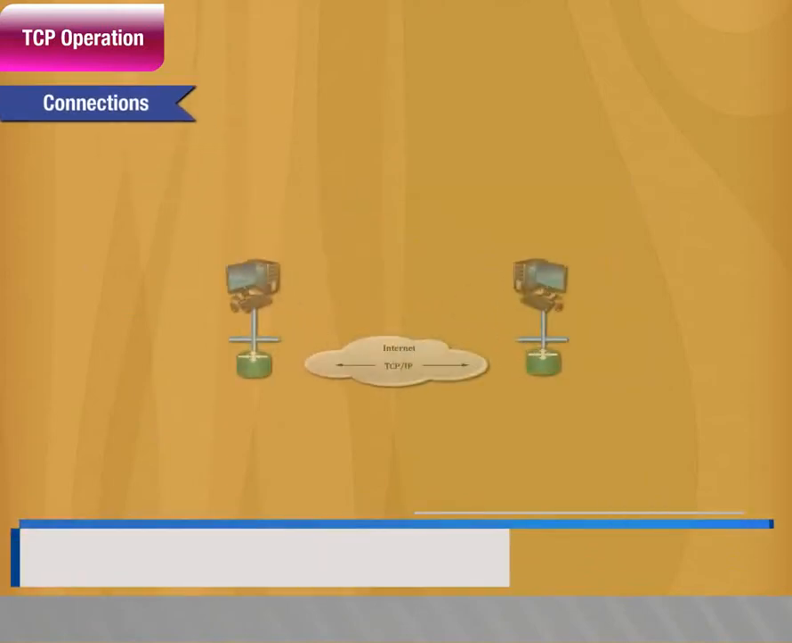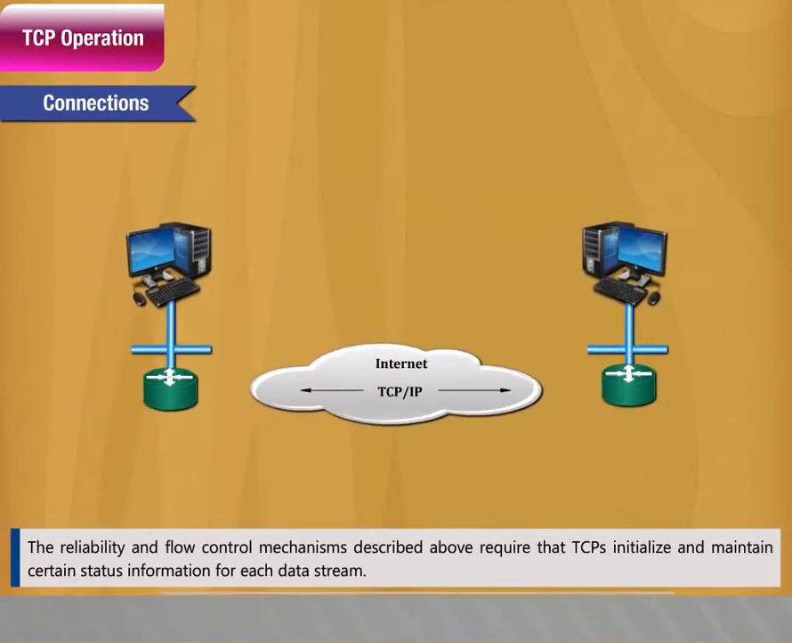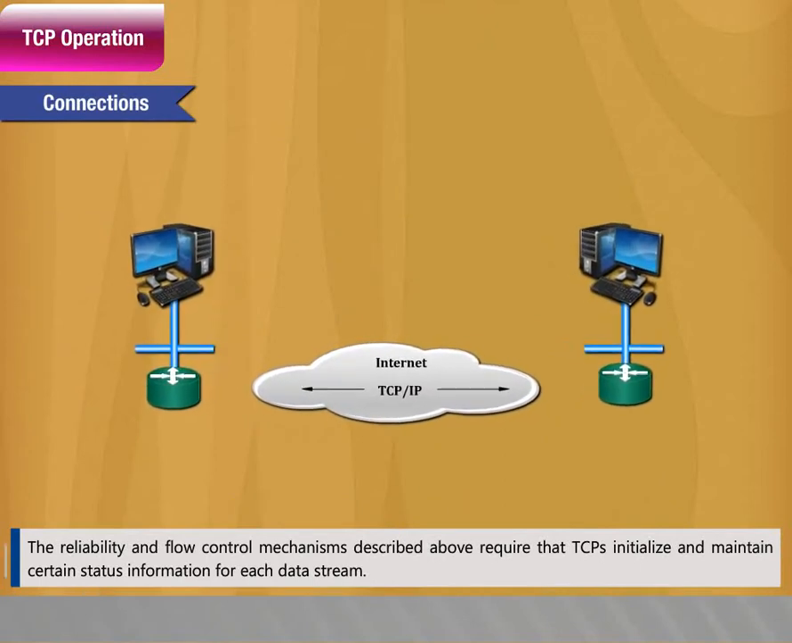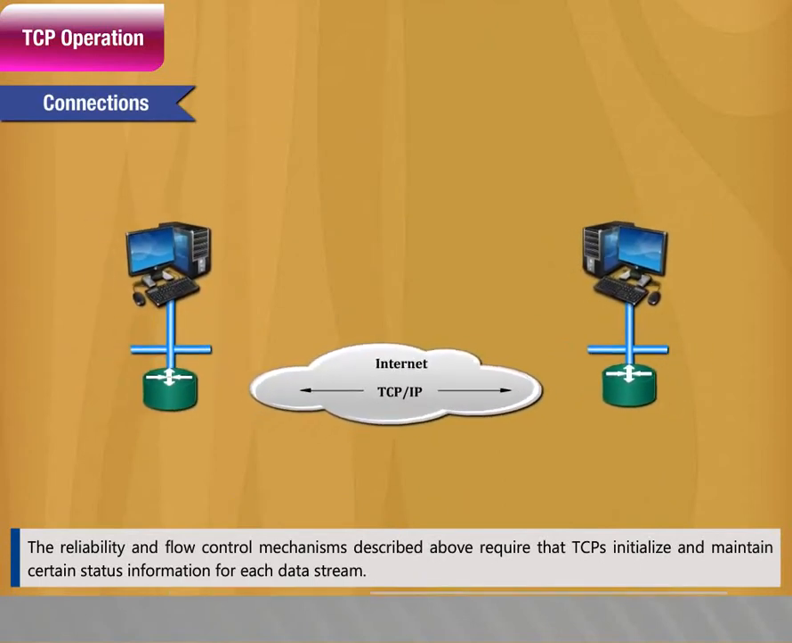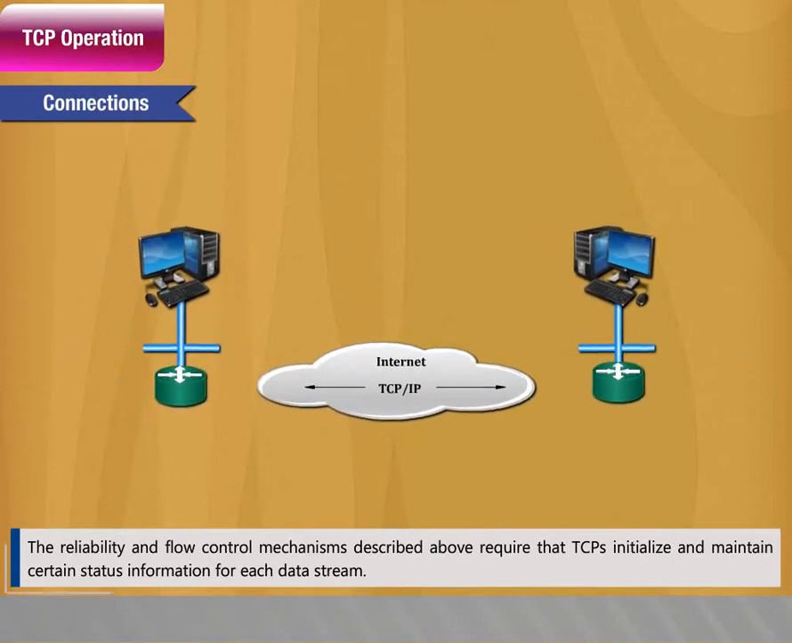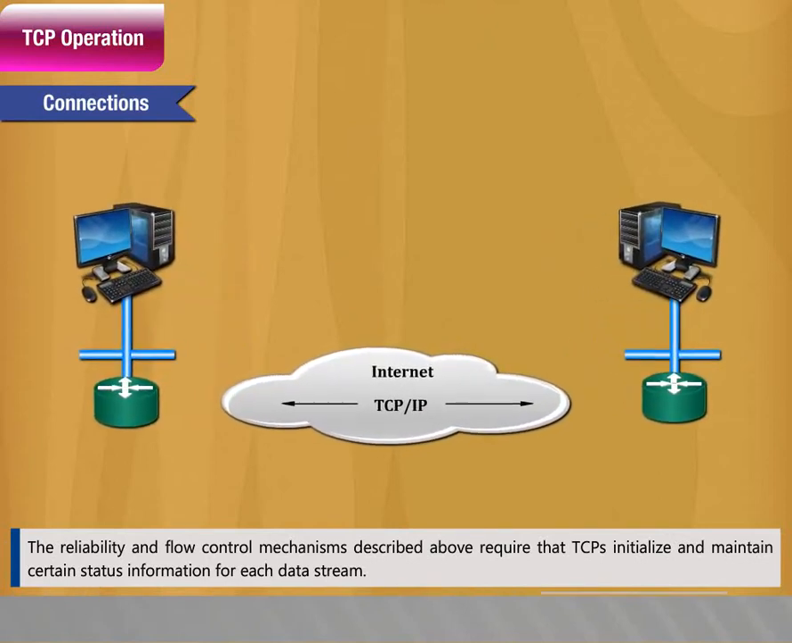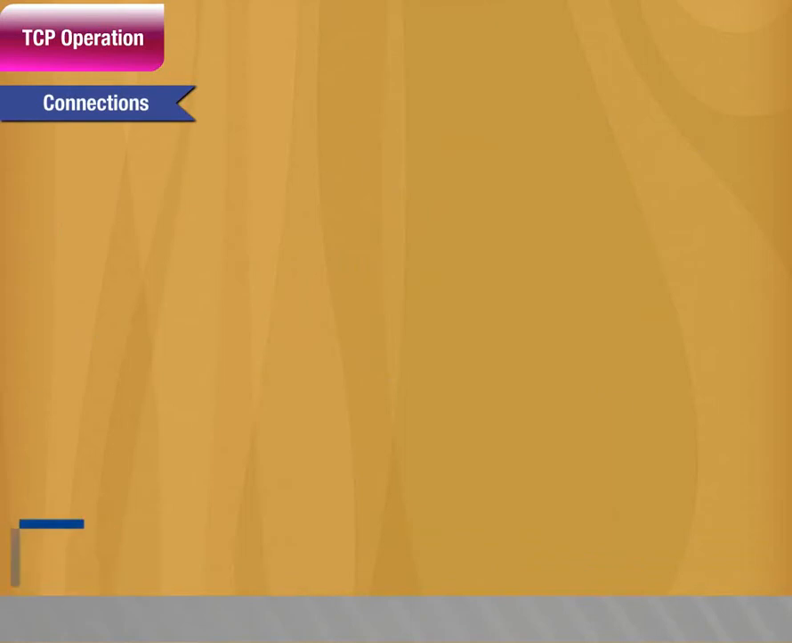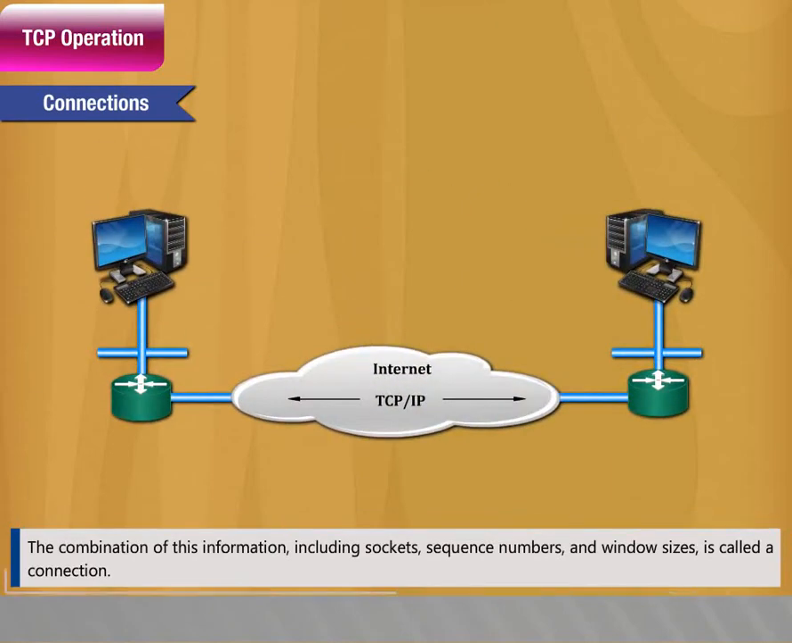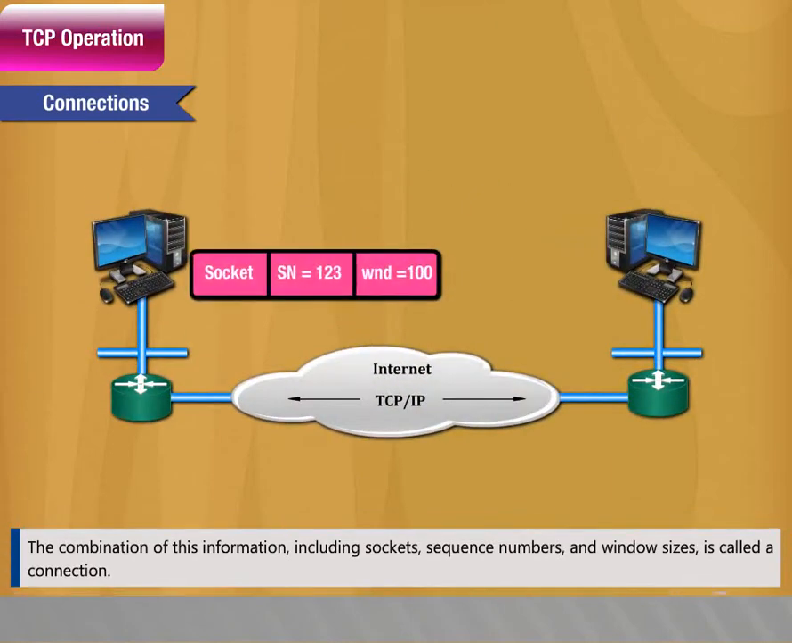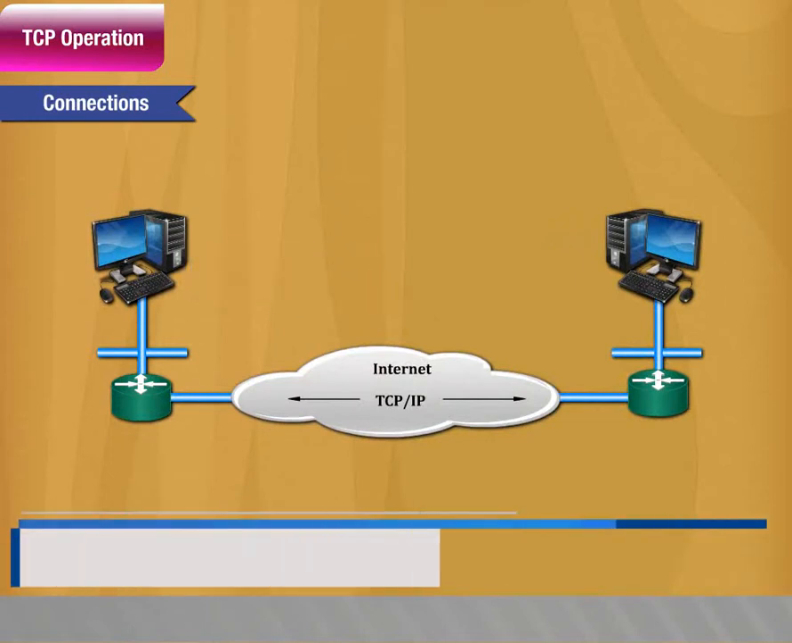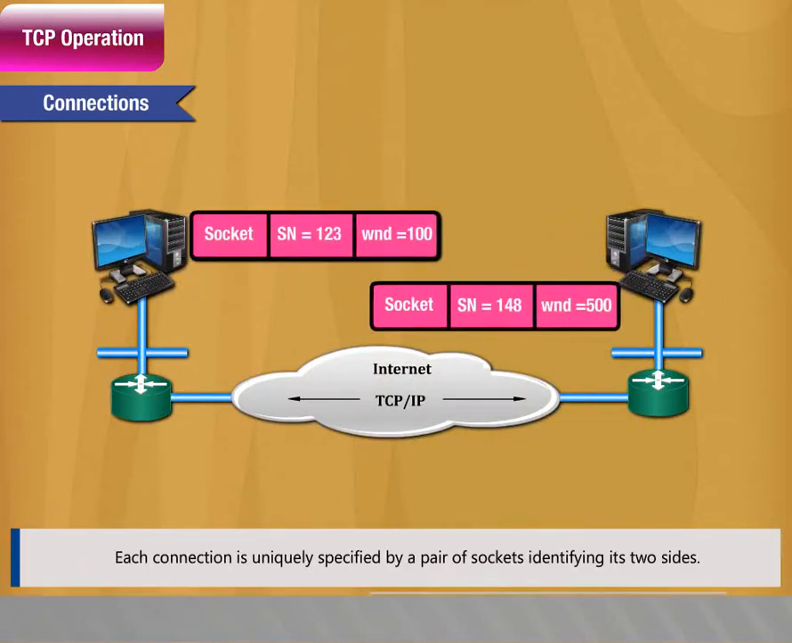Connections. The reliability and flow control mechanisms described above require that TCPs initialize and maintain certain status information for each data stream. The combination of this information, including sockets, sequence numbers, and window sizes, is called a connection. Each connection is uniquely specified by a pair of sockets identifying its two sides.